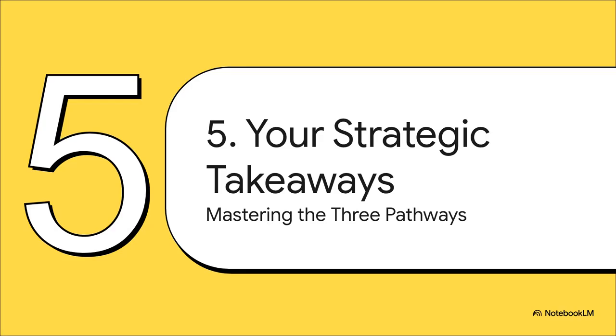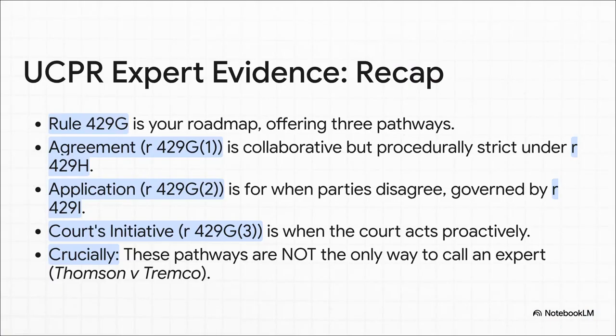Phew. Okay, we have covered a lot of ground. So let's boil it all down. What are the absolute must-know points that you need to have locked and loaded for your exam and, just as importantly, for your career? First things first, Rule 429G is your roadmap. Know its 3 subrules. 429G1 is agreement, and that's governed by the very strict procedure in Rule 429H. 429G2 is your application when you disagree, governed by 429I, and 429G3 is the court's own initiative under 429J. And please, burn the case of Thompson v. Tremco into your memory. These pathways are options. They are permissive. They are not mandatory.